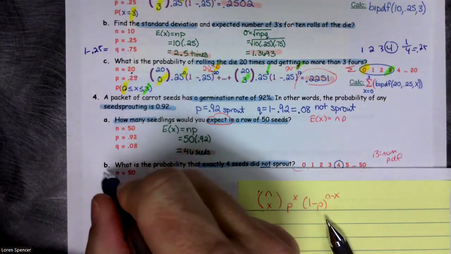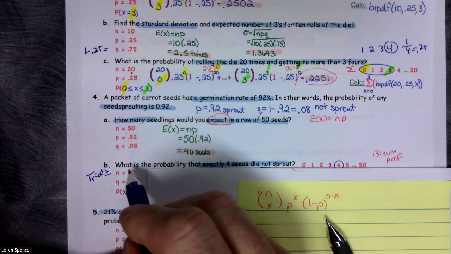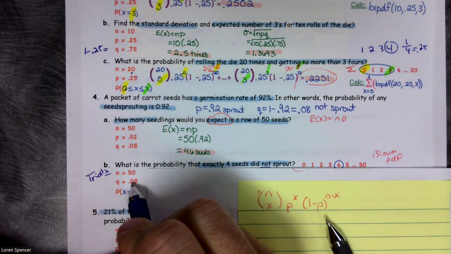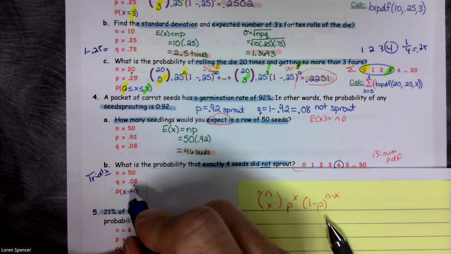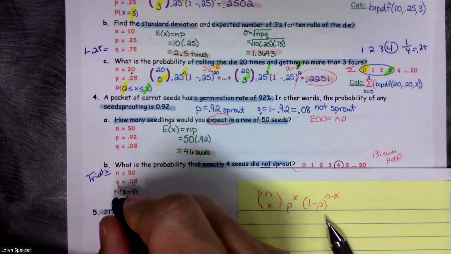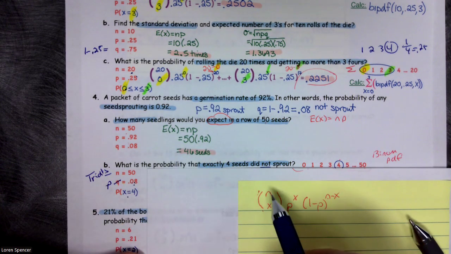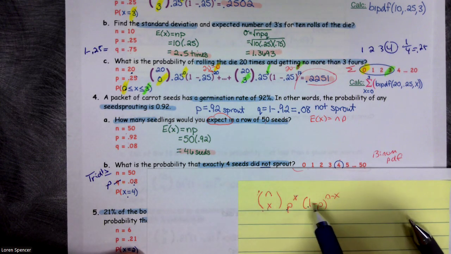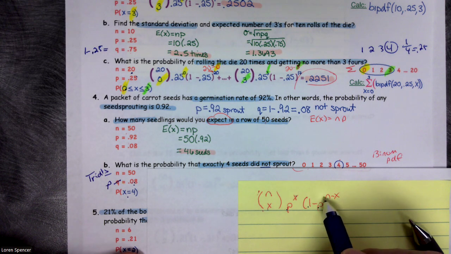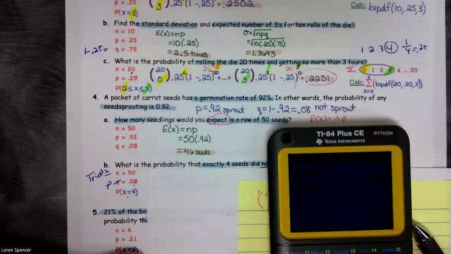The number of trials is 50. Our probability is 0.08. X is 4. Now, we're going to have to act like this is a P. So 50 choose 4, 0.08 to the 4th, 1 minus 0.08 to the 50 minus 4. That would be our work shown. So let's go ahead and run this thing.